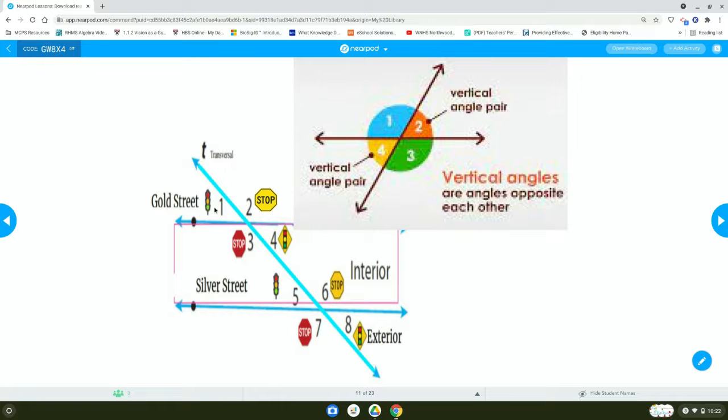So when you're looking on the Gold Street, I see the traffic light, number 1, is congruent to the traffic light on number 4. The stop sign, although it's yellow, on number 2, is congruent to a stop sign on number 3. Similarly, when you go to Silver Street, stop sign red, angle 7, is across or opposite angle 6. They are congruent. They are vertical angles. 8 and 5 are vertical. It's more like a shape of a scissors. Anywhere you see the shape of the letter X in geometry, those are vertical angles.